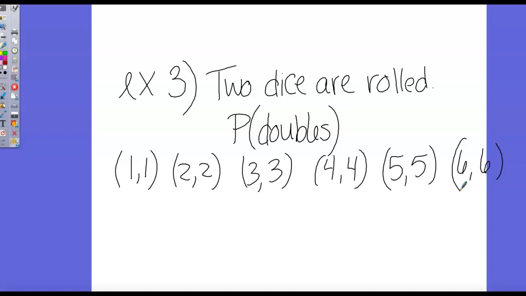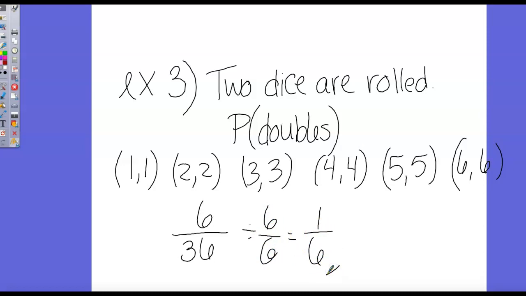So how many options do we have that are doubles? 6, right? 1, 2, 3, 4, 5, 6. So we have 6 out of, how many total options do we have again if we roll 2 dice? 36 still, right? Because 6 groups of 6 is 36. We can divide them both by 6, which is 1/6. What is that as a decimal? Angela? 0.17. Which is 17%. Questions on those?